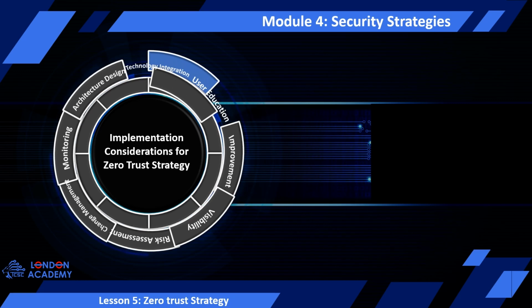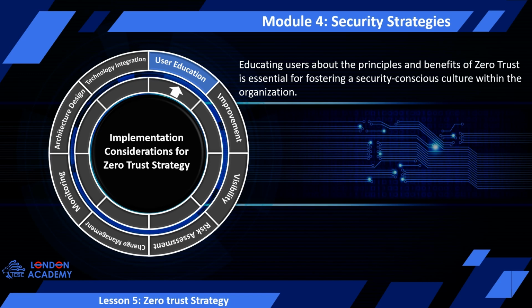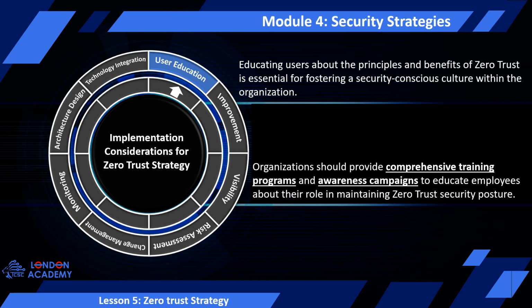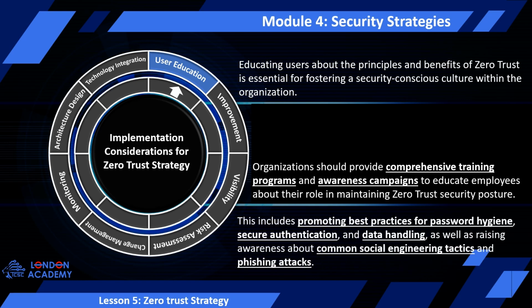7. User education and awareness. Educating users about the principles and benefits of zero trust is essential for fostering a security-conscious culture within the organization. Organizations should provide comprehensive training programs and awareness campaigns to educate employees about their role in maintaining zero trust security posture. This includes promoting best practices for password hygiene, secure authentication, and data handling, as well as raising awareness about common social engineering tactics and phishing attacks.